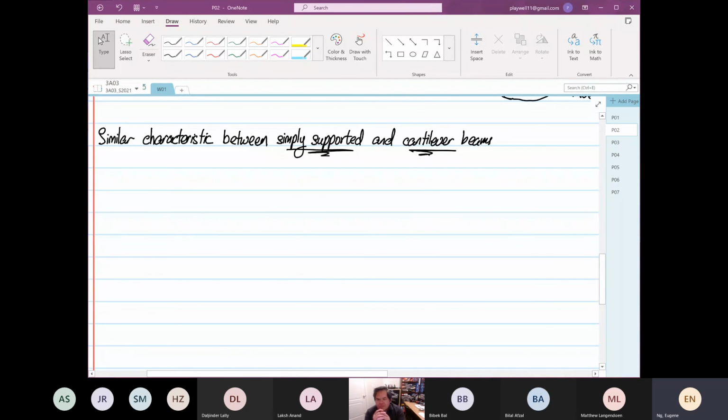Now before I go on, why am I doing this? Because when we have a simply supported beam, we can also analyze it like a cantilever beam. I repeat again, if you have a simply supported beam, you can also analyze it like a cantilever beam. So I'm going to show you mathematically why this is true.